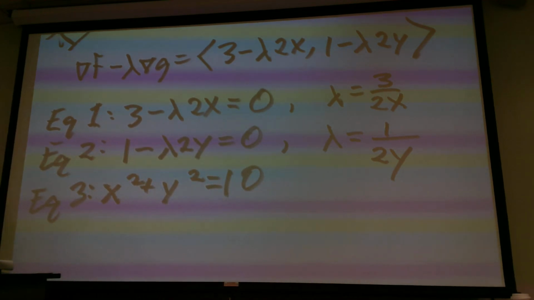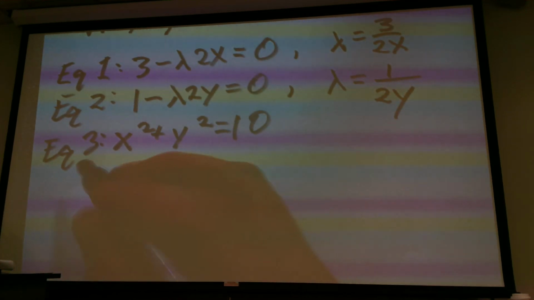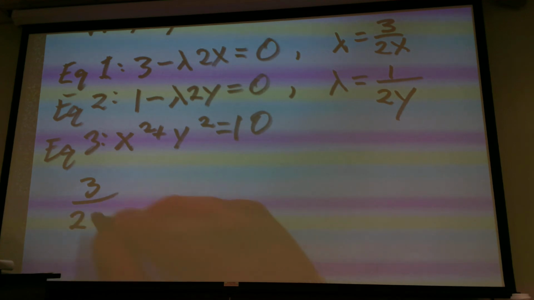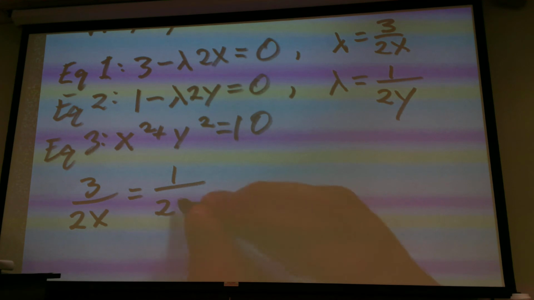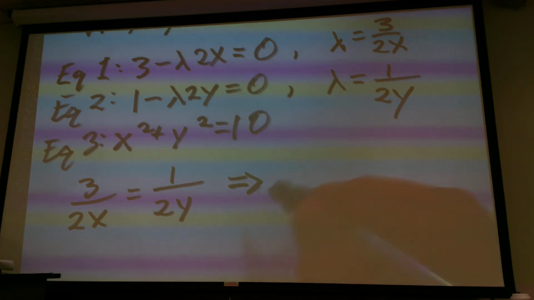So from that, we're going to get that 3 divided by 2x is going to equal 1 divided by 2y. Okay? Now, if I multiply both sides by 2, the 2's will cancel out. And so what is this going to lead to? The 3y is going to equal x.